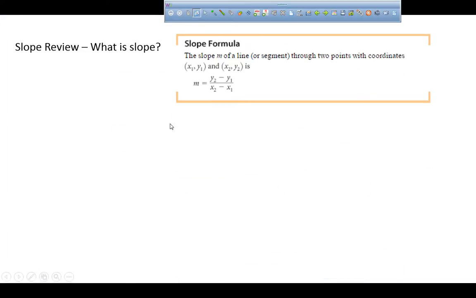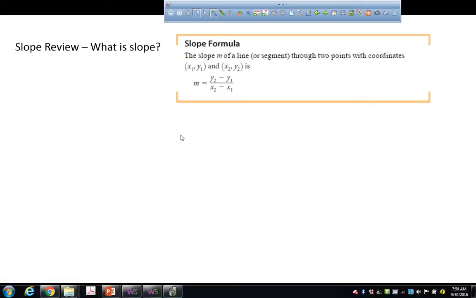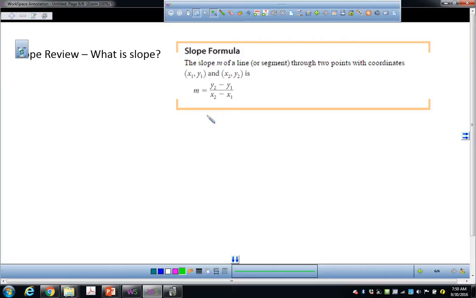So I would write this next thing down. The slope of a line, you know this, don't you? You can write it down, but there it is: y2 minus y1 over x2 minus x1.